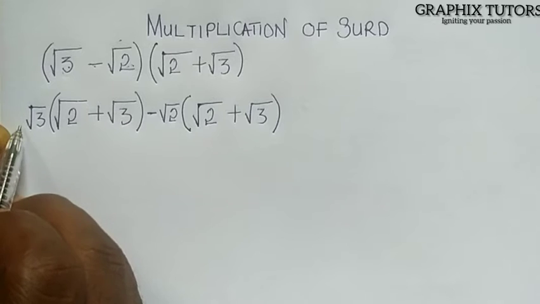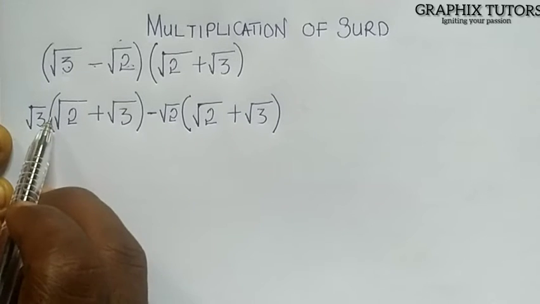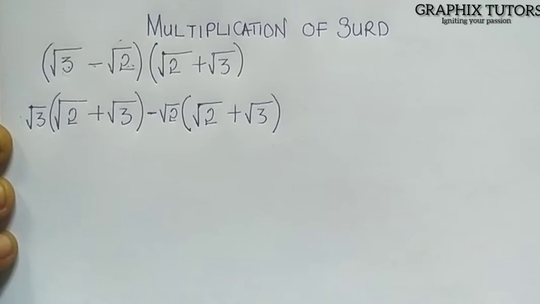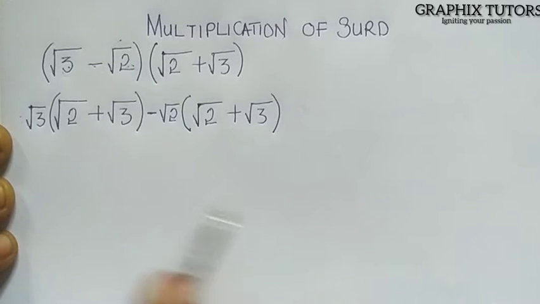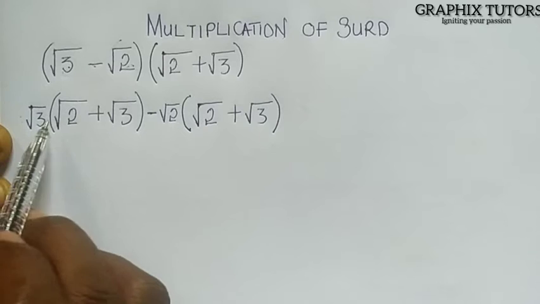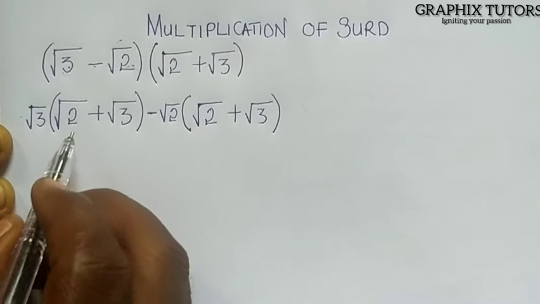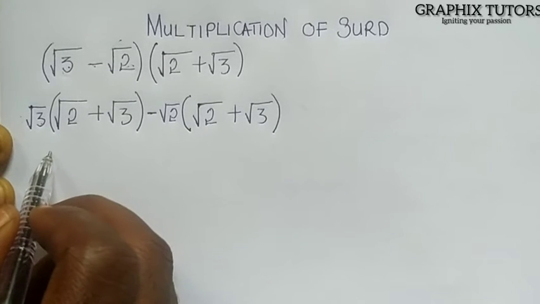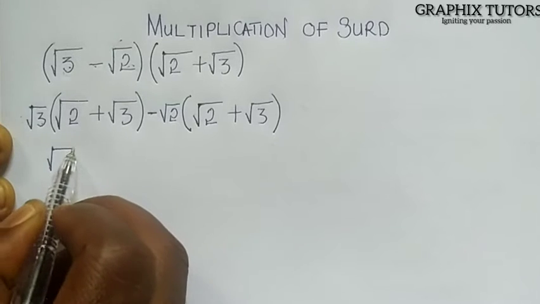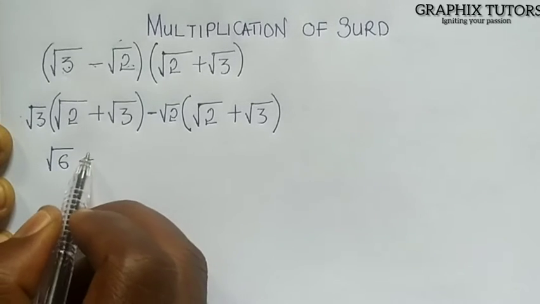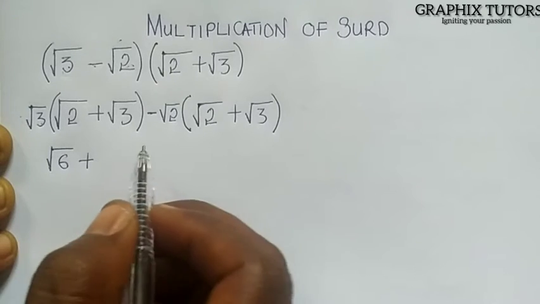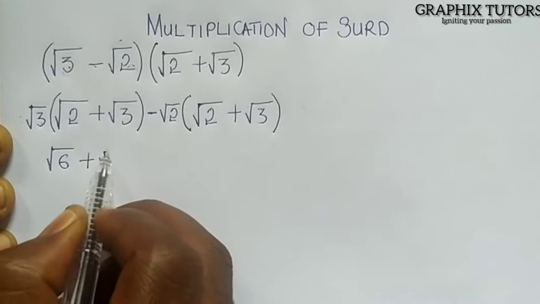In front of root 3 I have 1. In front of root 2 I have 1. So 1 times 1 is 1. So we are ignoring it because in front of all the values we have 1. So we only consider what is inside the square root. So root 2 times root 3, 3 times 2 is what? 6. I'm going to write my root 6. Right? 3 times 3 is 9. So plus what? I'm going to write my root 9.